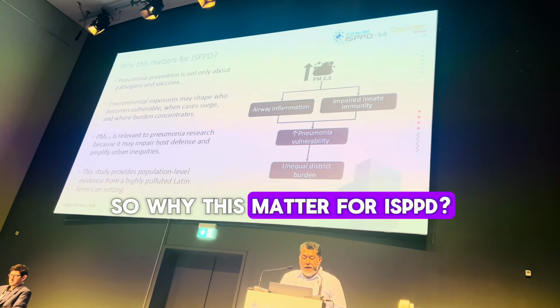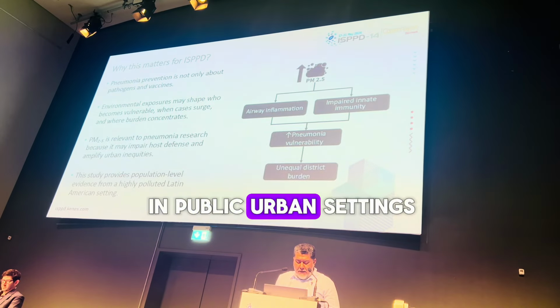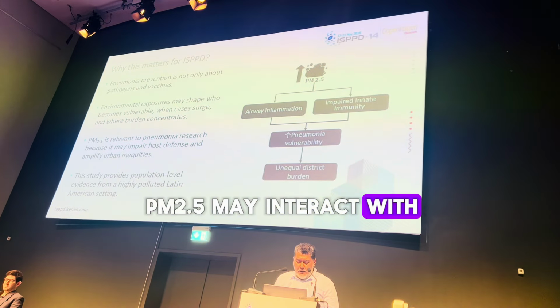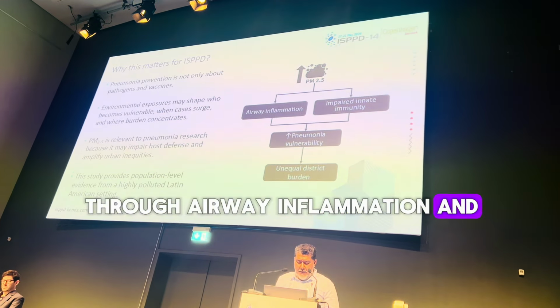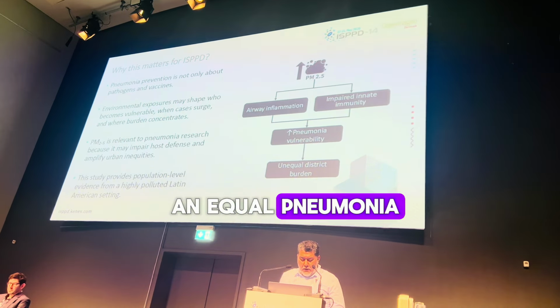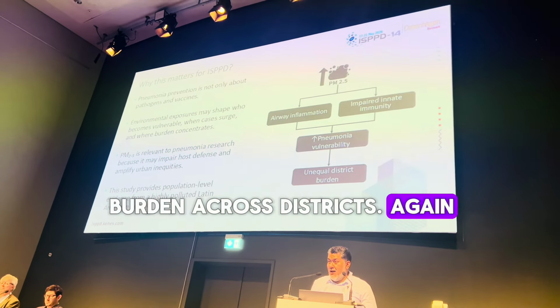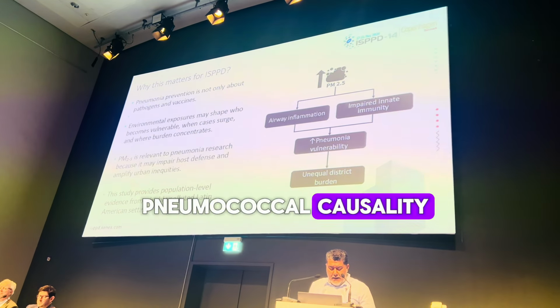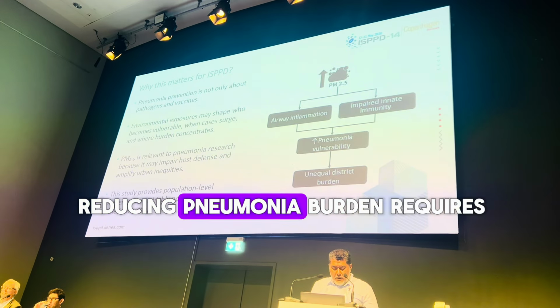So why is this relevant for ISPPD? Because pneumonia prevention is not only about pathogens and vaccines, it is also about understanding who becomes vulnerable when cases surge and where burden concentrates. In polluted urban settings, PM2.5 may interact with host vulnerability through airway inflammation and impaired innate immunity. At the population level, this may translate into an unequal pneumonia burden across districts. Again, we are not claiming pneumococcal causality. Our point is that reducing pneumonia burden requires looking beyond the pathogen and including environmental determinants.